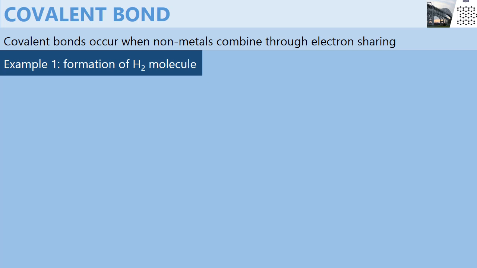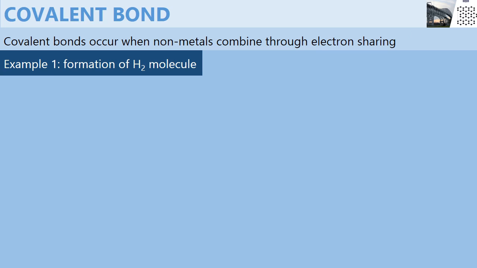Welcome to this lesson. We are going to discuss the covalent bond, or sometimes you can pronounce it covalent bond. Anyway, I like to say it as covalent. Now, covalent bonds occur when nonmetals combine through electron sharing. This is the second way that chemical bonds can be formed, through electron sharing.